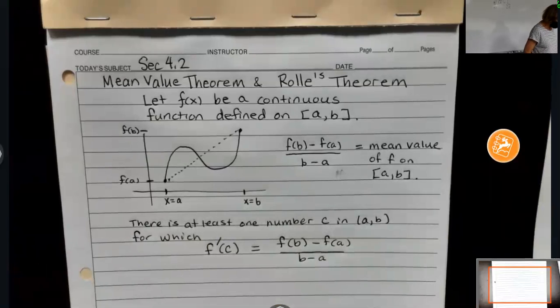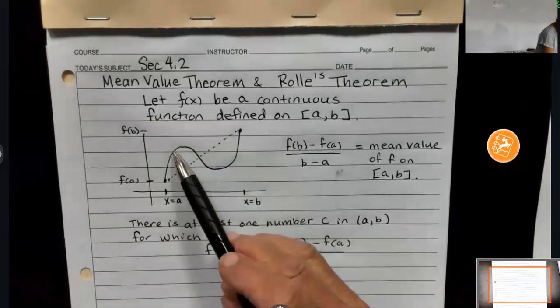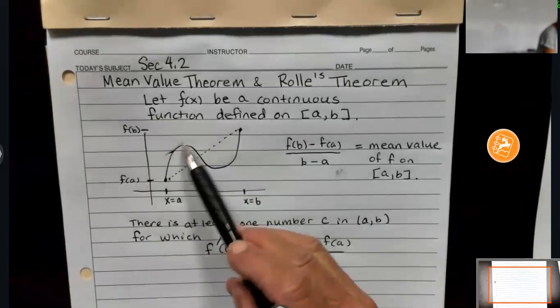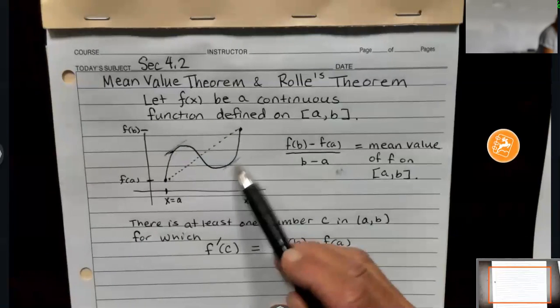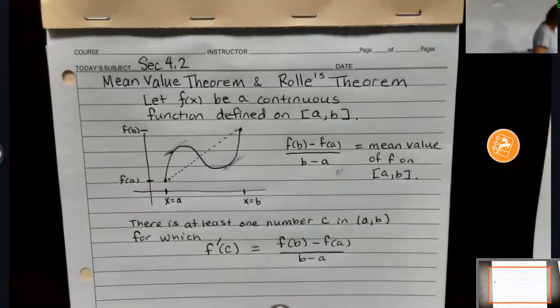So let's kind of eyeball this graph. It looks like I might have two different places where the tangent line can have that slope, maybe about right here, and maybe about right here. Agree?